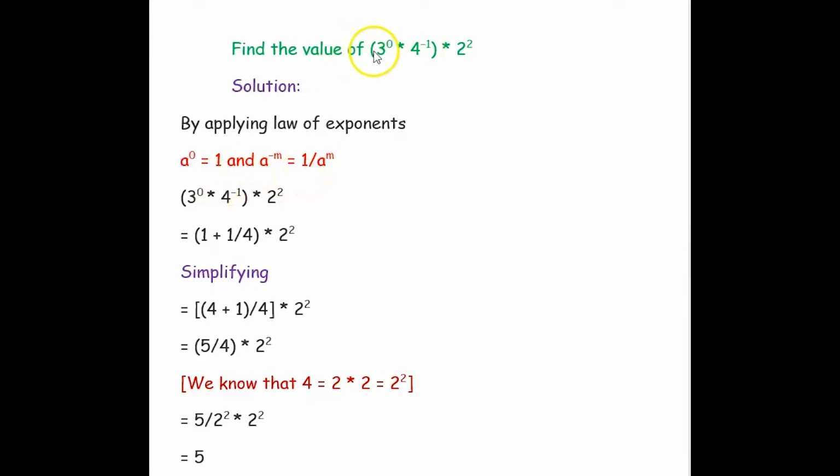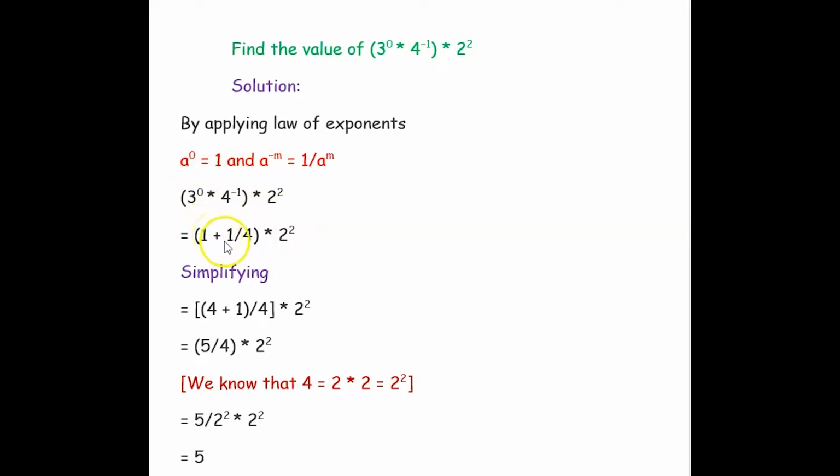So we have power of 0. So you know that formula a raised to the power 0 is 1, and a raised to the power negative m is equal to 1 divided by a raised to the power m. So first we have to do the parenthesis, then only we have to do the number outside, where a is any integer. So 3 raised to the power 0 is 1.